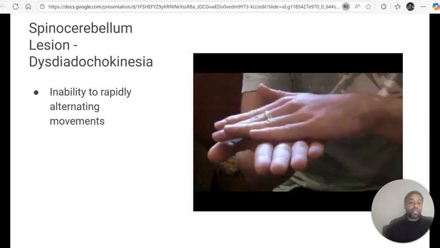Dysdiadochokinesia is the difficulty to produce rapidly alternating movement. So, rapid supination, pronation movement patterns are difficult for people with dysdiadochokinesia to produce, and that's actually one of the assessments that we do to evaluate whether or not this type of symptom is present.